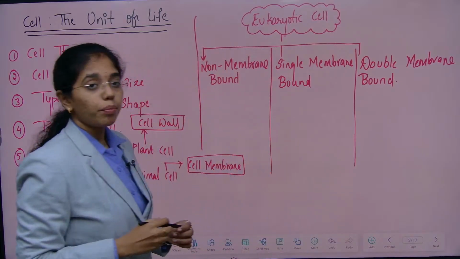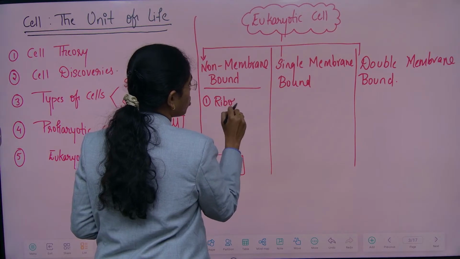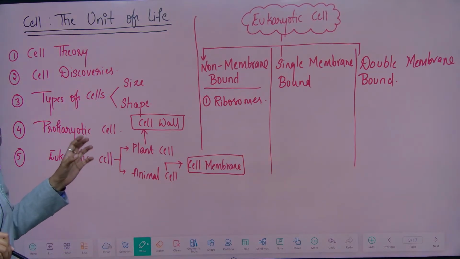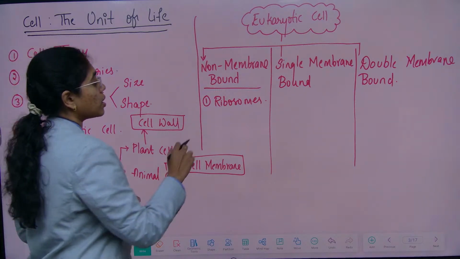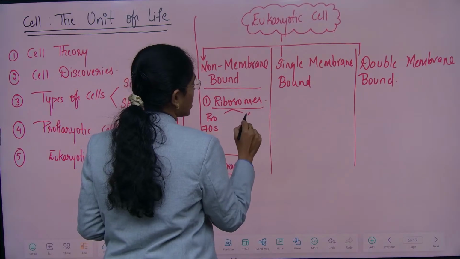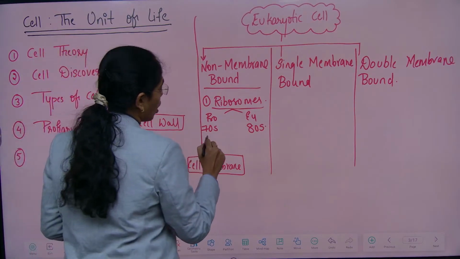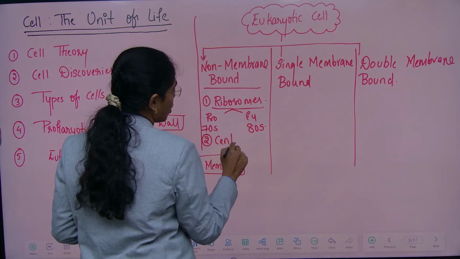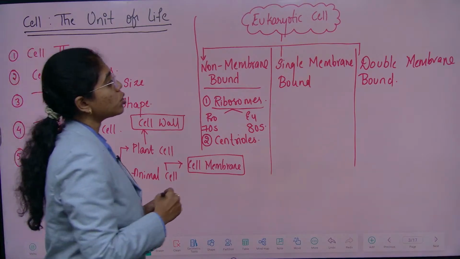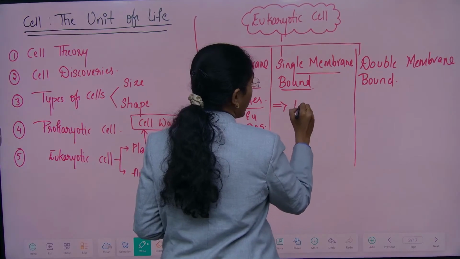First, non-membrane bound organelles include ribosomes. Ribosomes are the common non-membrane bound organelles which are found both in a prokaryotic cell and eukaryotic cell. In prokaryotic cell, you can see 70S ribosomes. In eukaryotic cell, you can see 80S ribosomes. And then the second non-membrane bound organelle will be centrioles.